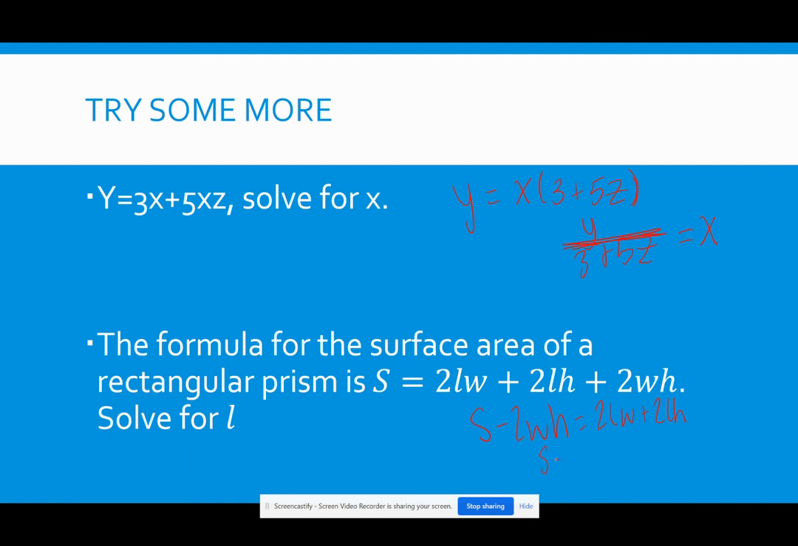Now we want to take out an L. So that's what we're trying to look for. Equals L times 2W plus 2H. And to get L alone, we divide over. So I can write this up here a little bit.